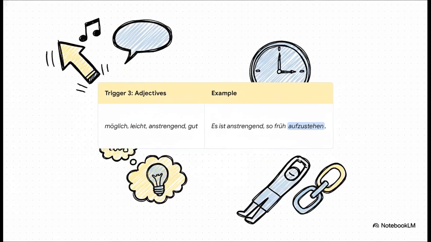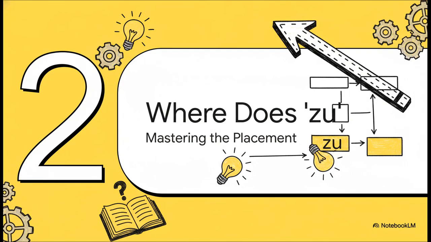And our third and final trigger type has to do with adjectives. This usually shows up in phrases like es ist, it is. So when you describe an action as being easy, leicht, or important, wichtig, or tiring, anstrengend, you gotta use zu to link that description to the action itself. Look here, es ist anstrengend, so früh aufzustehen. It is tiring to get up so early. That little word zu is what's connecting the feeling of tiring to the specific action of getting up. Make sense, right?